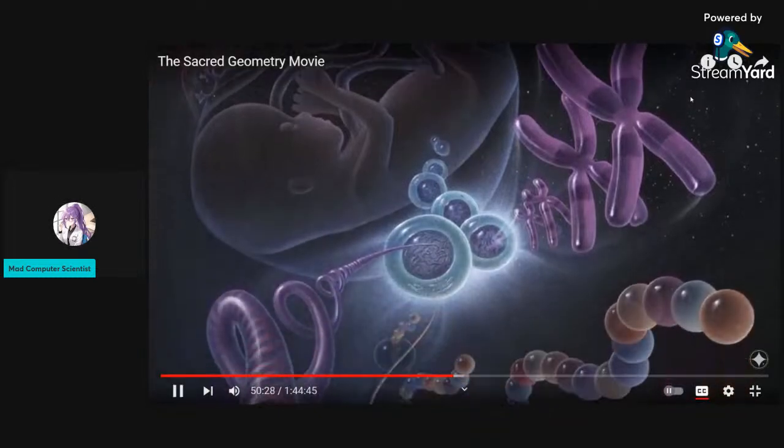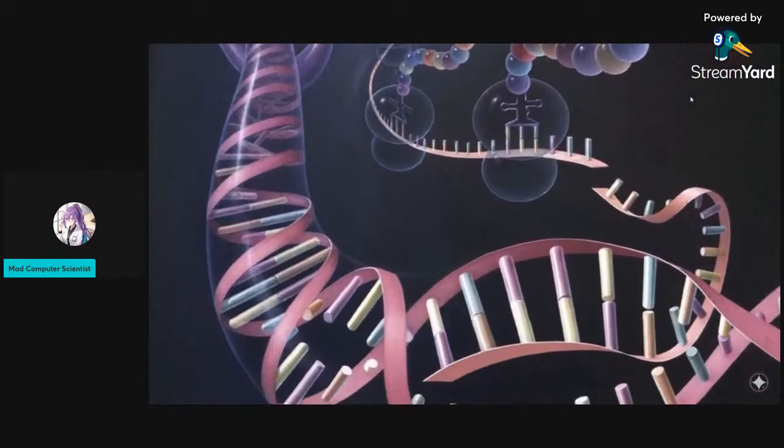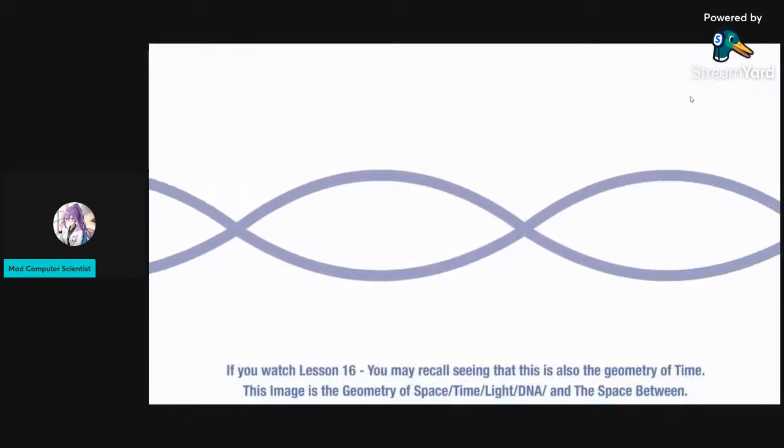90% of DNA follows the same rules as all of our human language. The way that sentences, paragraphs, and chapters work in a book is the same way that our DNA works. This is the first double helix strand.